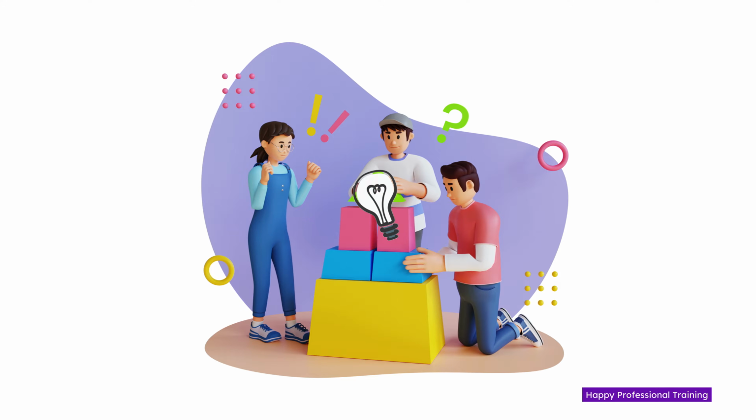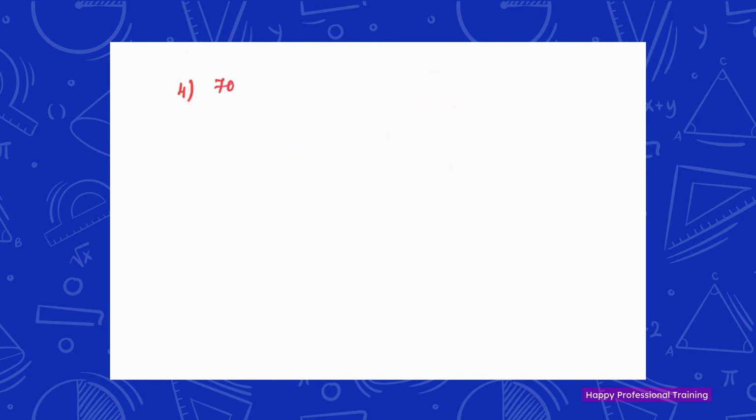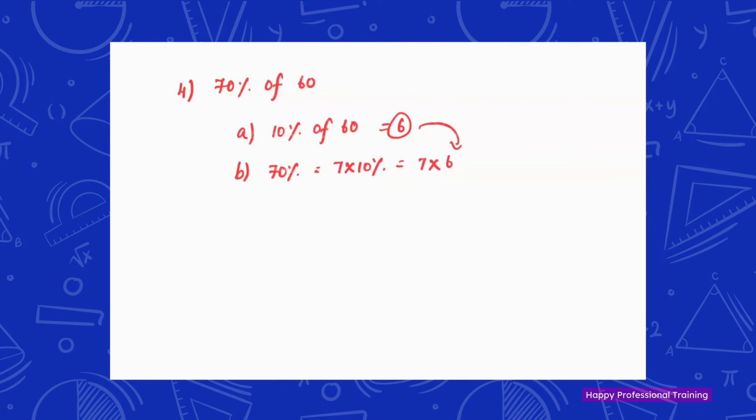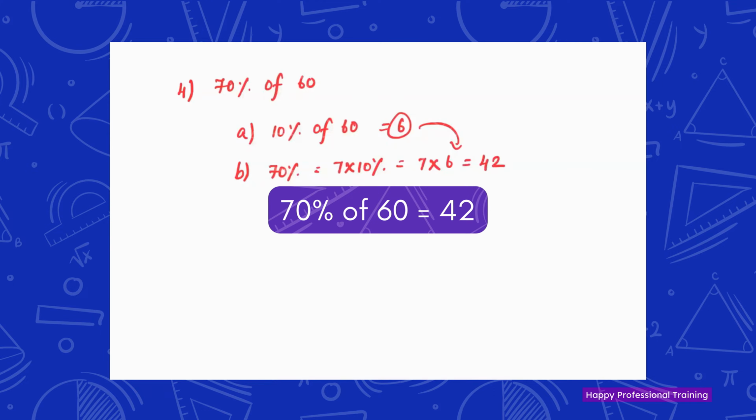Did you get that? Next, let's solve 70% of 60. Can you work with me on this? First, 10% of 60. What is 10% of 60? It is 6. Next, 70%. 70% is 7 into 10%. So 7 into, we already have 6 as an answer here. So 7 into 6 is 42. Therefore, 70% of 60 is 42.